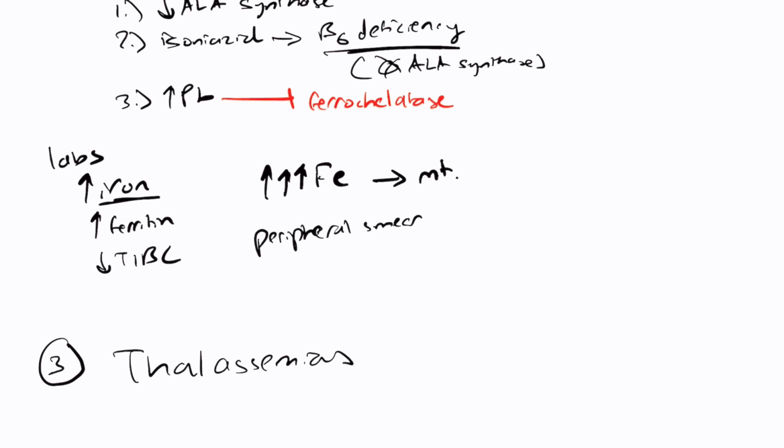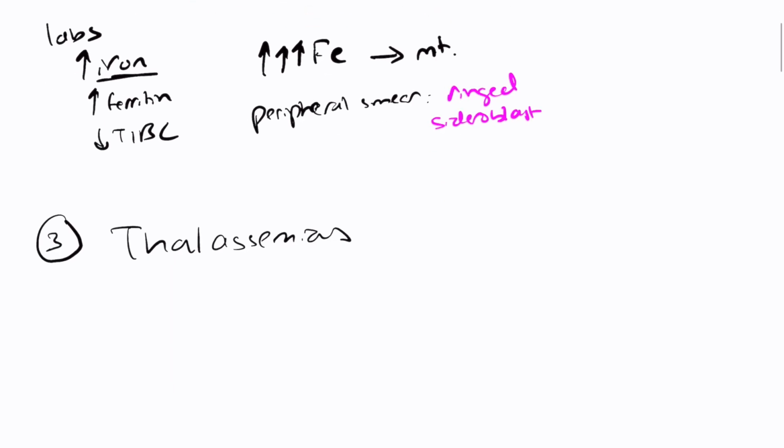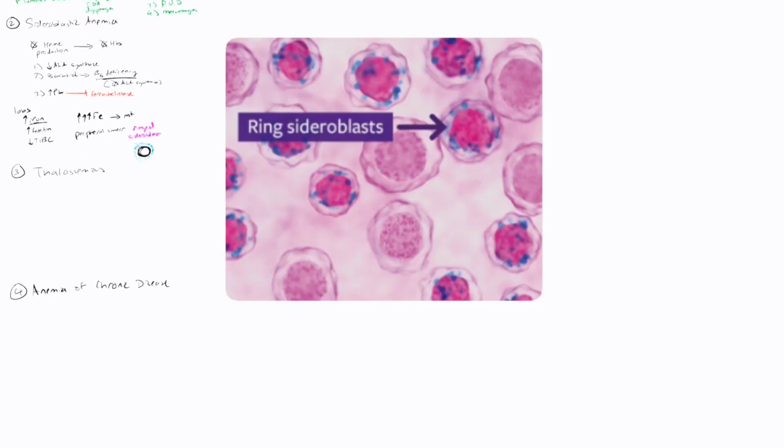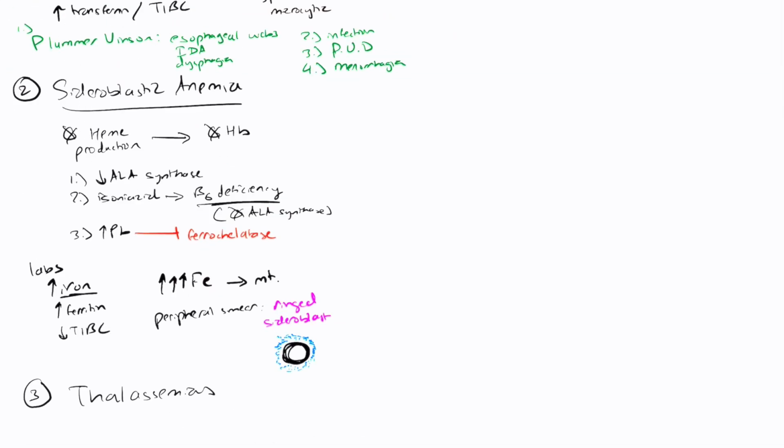So in your peripheral smear, you'll see a characteristic finding of ringed sideroblasts. So I'm going to put this here, ringed sideroblast. That is very, very high yield, okay? So basically what does that look like, right? So you have your cell right here, ringed sideroblast. It's basically a halo of iron around that is due to accumulation of iron within the cell. So it literally looks like this. All right. And I can put it in the video right now. All right. So that's basically it for sideroblastic anemia, right?